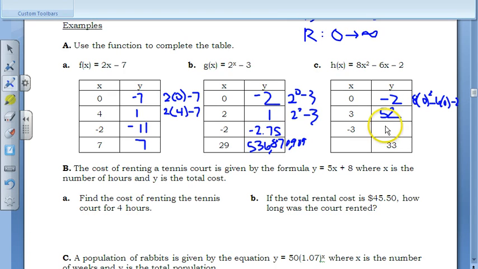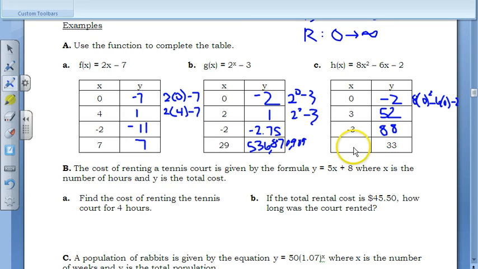I'm going to caution you to be careful on the quadratics, especially with negatives. If you do 8 times negative 3 squared minus 6 times negative 3 minus 2, on most standard issue calculators, it will give you the wrong answer. It'll say negative 56, because when you square a negative, the calculator interprets it wrong. So just be really careful on those. That's why I always recommend using the parentheses instead of just using times.